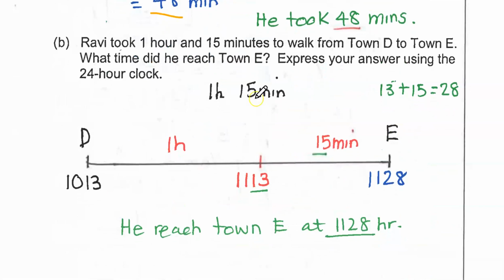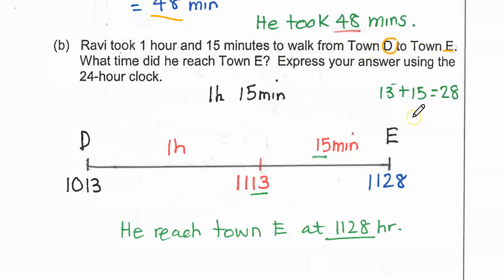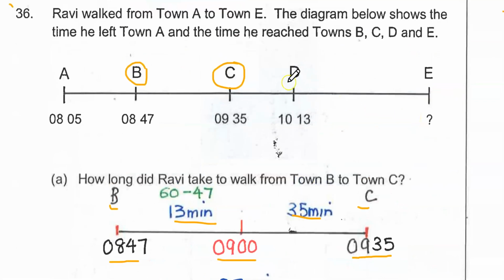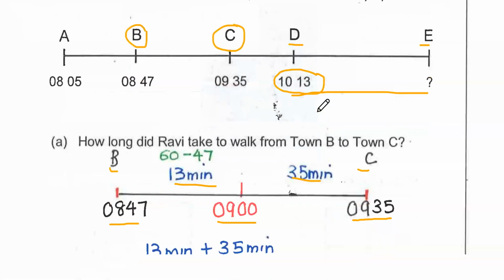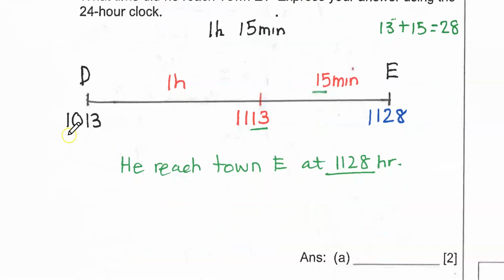Now question B. Ravi took 1 hour 15 minutes to walk from town D to E. It's referring to this, town D to E. He walked over 1 hour, and he started from 10:13 in the morning. So you draw a line. Starting time, took 1 hour 15 minutes. All you have to do is go through an hour first, so it becomes 11:13, then another 15 minutes.